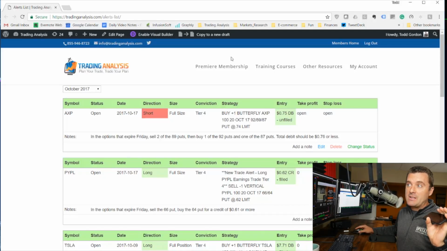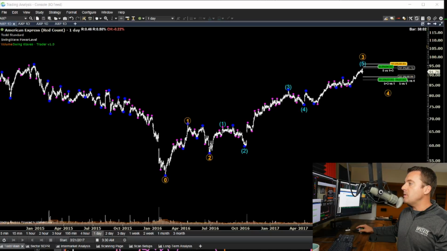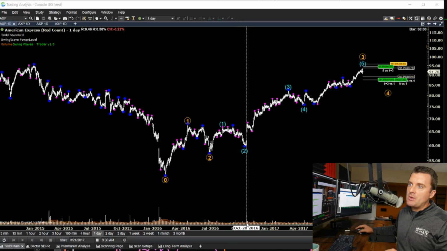So we're going to sell it against a wave 5 top. We're going to do this as an unbalanced fly, the 92, 89, 87 put fly that expires Friday. So to set up the trade first, take a look at this beautiful wave count in American Express.